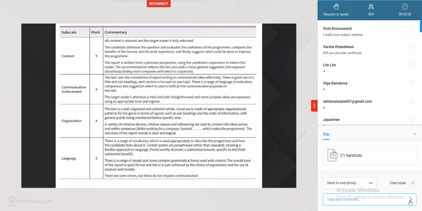So they use the conventions of report writing to communicate ideas effectively. Good use of title, subheadings, each section focused on one topic. There's a range of language of evaluation, comparison and suggestion, and they fulfill all the communicative purposes of the task. And lastly, the target reader's attention is held. Both straightforward and more complex ideas are expressed using appropriate tone and register.